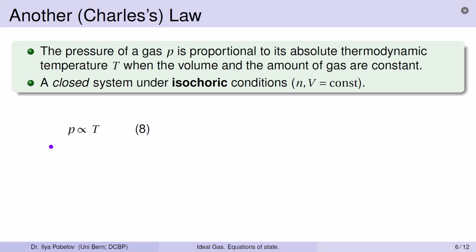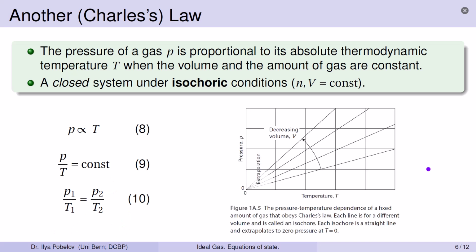It can be represented as P is proportional to T, P over T equals a constant, and P1 over T1 is equal to P2 over T2. This figure illustrates the corresponding linear relationship between pressure and absolute temperature. The lines in the graph correspond to a specific volume and are called isochores. All isochores extrapolate towards a point of zero pressure and zero absolute temperature. The slope of the isochores increases when the volume decreases.